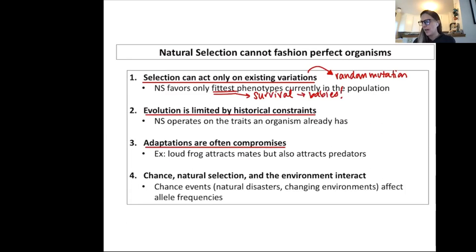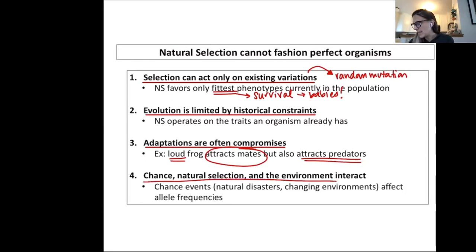So an example of that is when a frog gets a random mutation that makes it much, much louder than the other frogs, making it more able to attract mates. So more reproduction, however, also more attracts predators. So often adaptations are either good for part of that organism's life, but then they're a compromise, right?